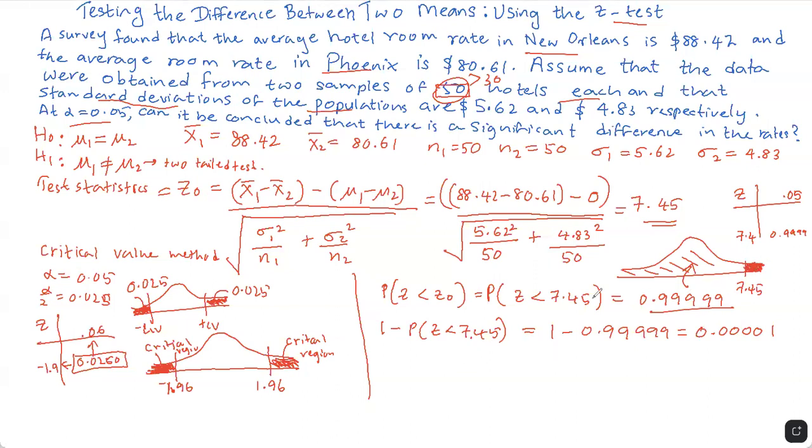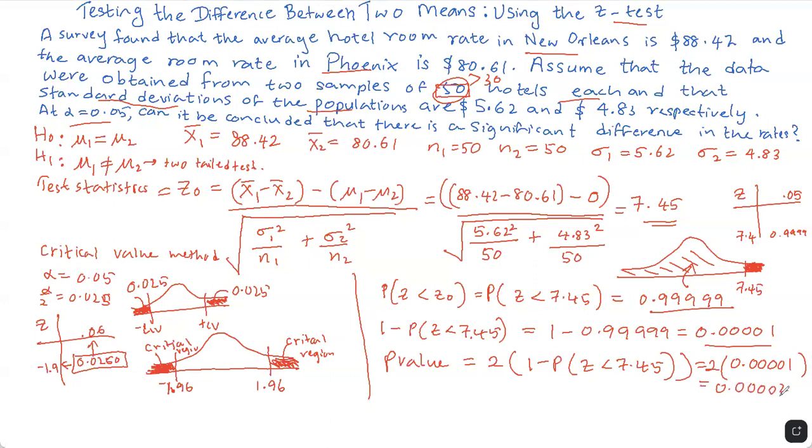So that is your p-value for this tail. But here we have a two-tail test, so you have to multiply this number by 2 to get the p-value. So p-value equals 2 times 1 minus probability z less than 7.45, which is 2 times 0.00001, which is 0.00002. So approximately your p-value is like this.